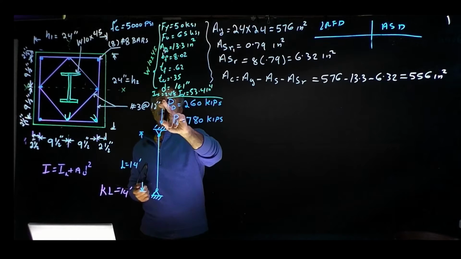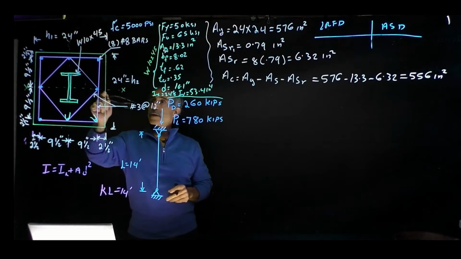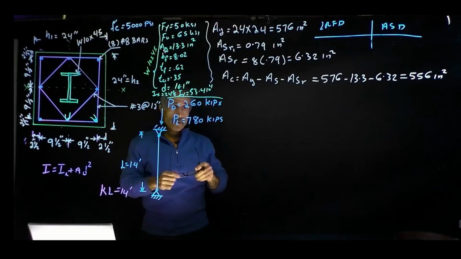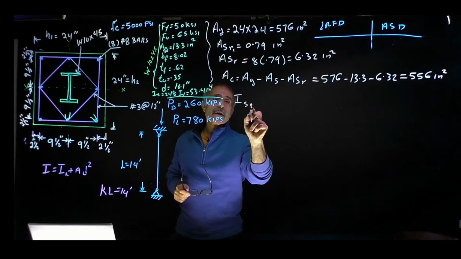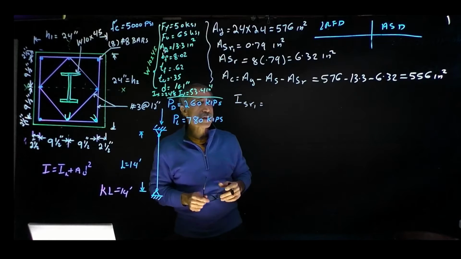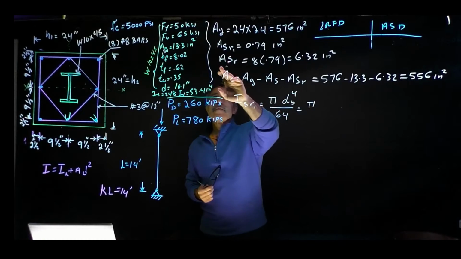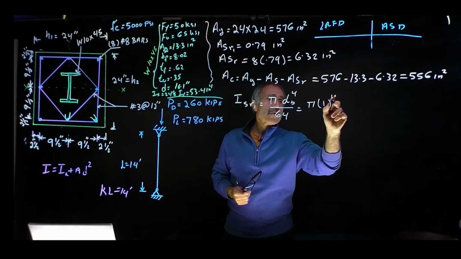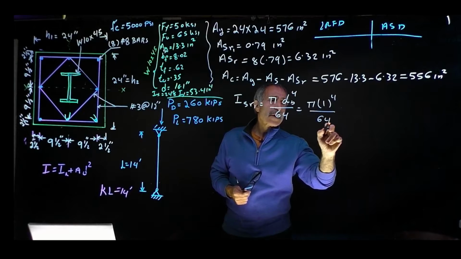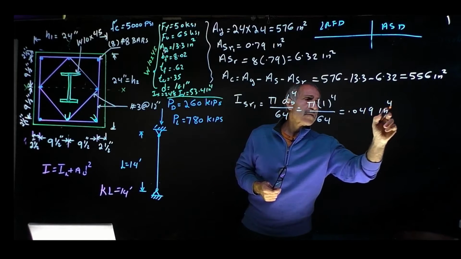Find out the moment of inertia of this composite shape. We had Ix and Iy given for the W shape, and let's find the moment of inertia of the individual rebar and then the whole thing. The moment of inertia of an individual steel rebar, Isr, is pi times the diameter to the fourth divided by 64. The diameter of the number 8 rebar is 1 inch, so pi times 1 to the fourth divided by 64 comes out to 0.049 inches to the fourth power.